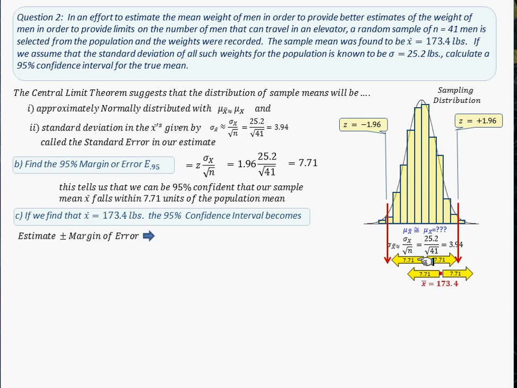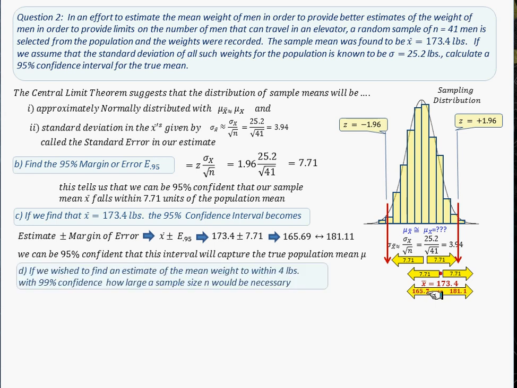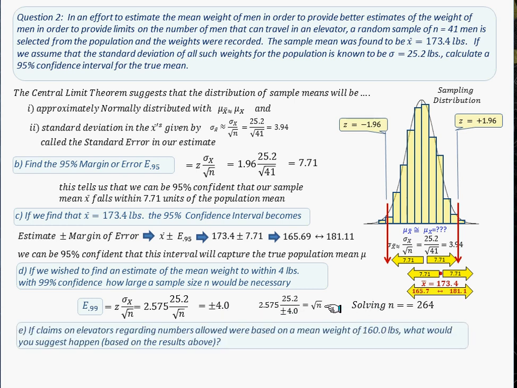Our confidence interval becomes, if we have x bar to be 173.4 plus or minus 7.71, this interval, and that's it here. So again, we're 95% confident this interval will capture the true population mean. If you wish to find an estimate of mean weight to within 4 pounds, look what we've got here. We have 99% confidence. We have the sigma, n is unknown, and this is your error, plus or minus 4. Solving here, cross multiplying, n is equal to 264.